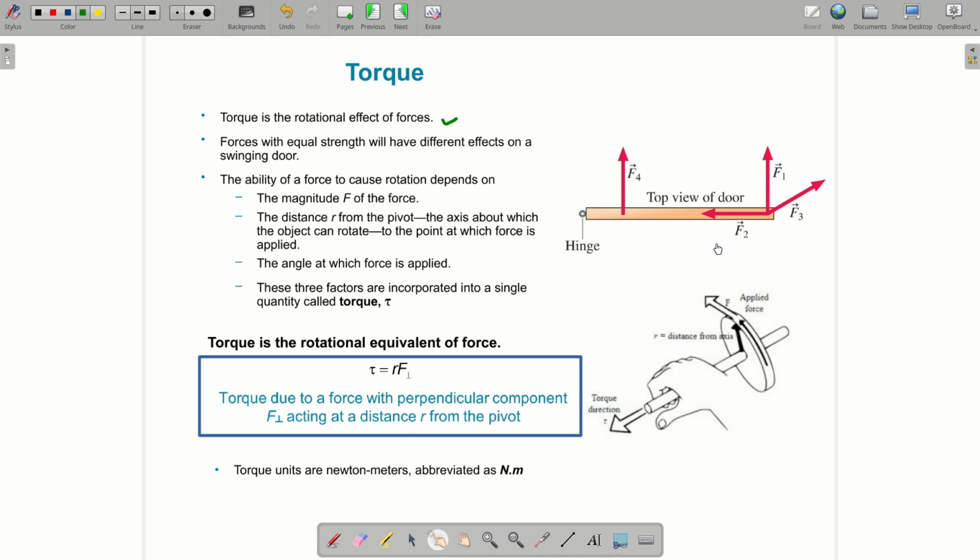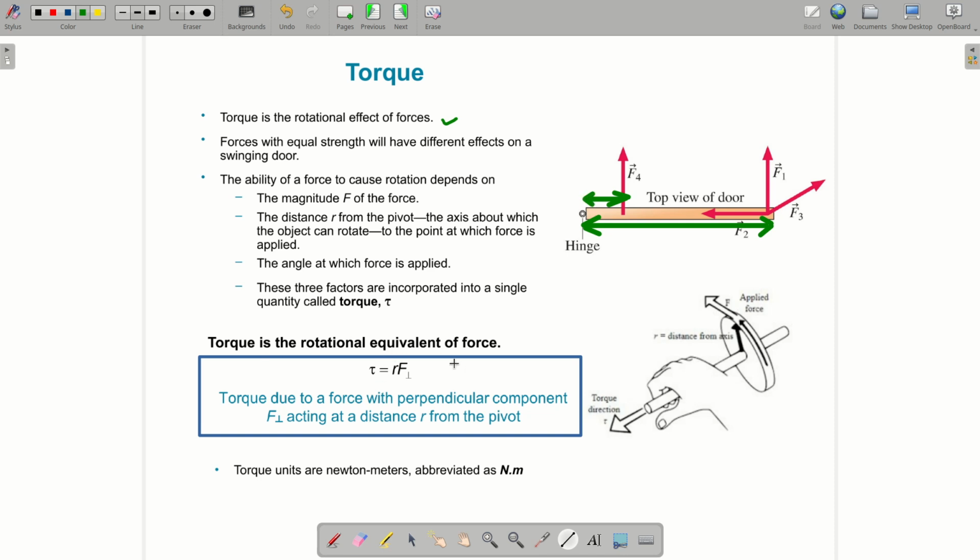That's a very good way of seeing what torque is. So if a force is able to apply a rotation, it has a torque. And torque is defined as the perpendicular component of force times the distance r, like in this equation here, and distance r being the distance to the point of rotation, which is the hinge in this case. So if I'm looking at forces 1, 2, and 3, this would be r for them. If I'm looking at force 4, this would be r for it.